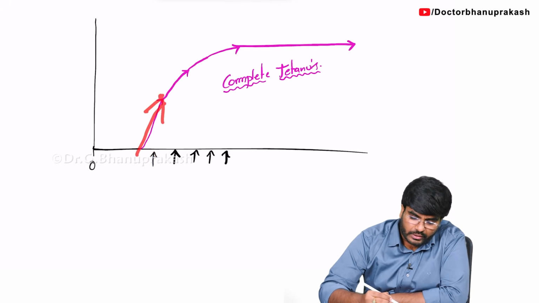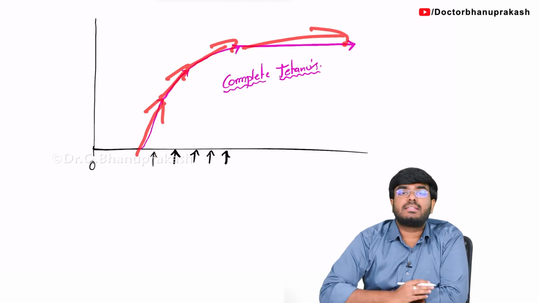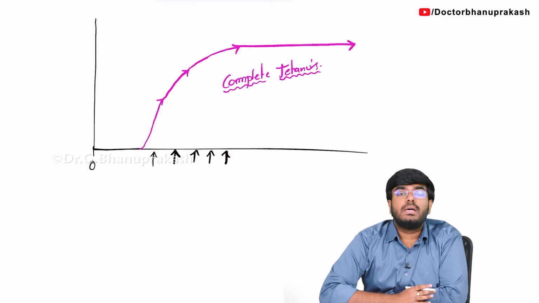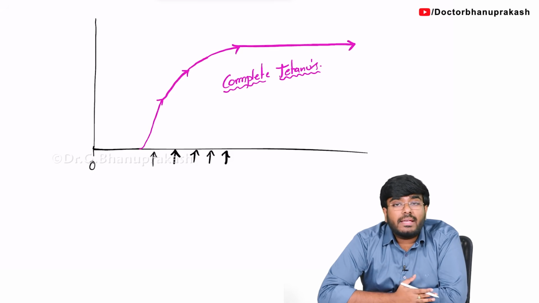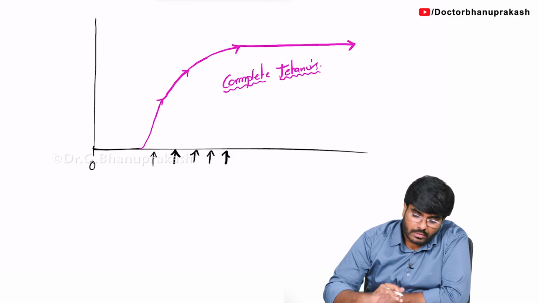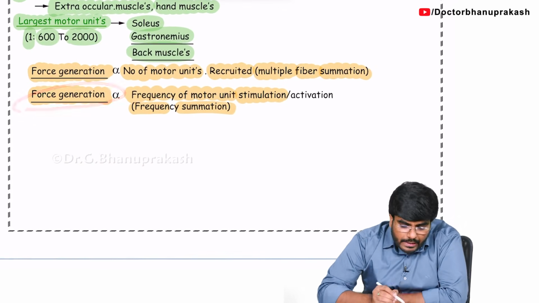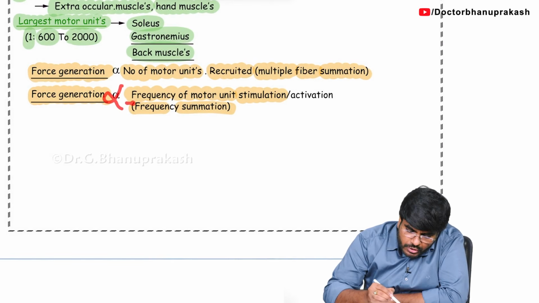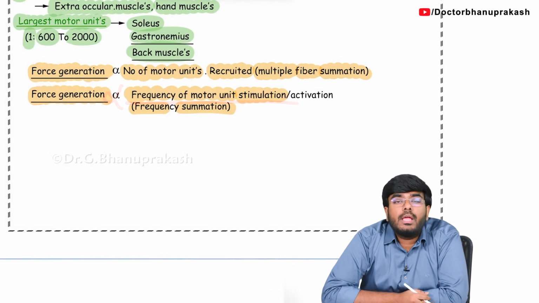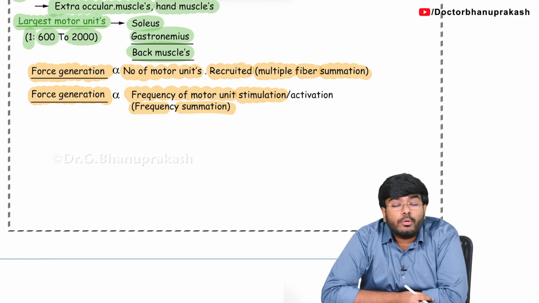So for 4 times there is going to be a further increase in the force. This will happen for 4 times, okay. There is going to be an increase in the force. So finally this statement is fulfilled: the force generation is directly proportional to the frequency of motor unit stimulation. The more the number of times you stimulate a motor unit, the more force will be generated.